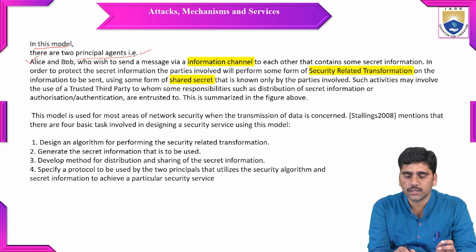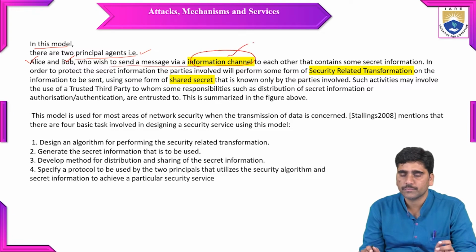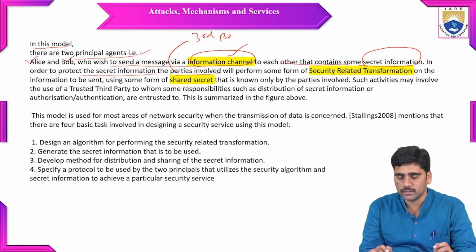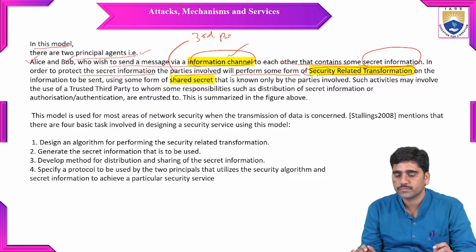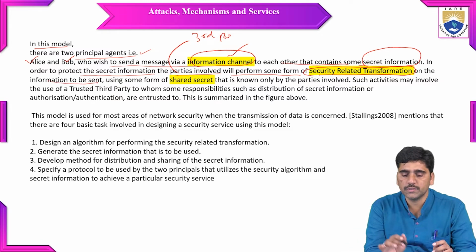One is Alice and the second one is Bob. So they want to send a message via an information channel to each other that contains some secret information. In order to protect the secret information, third parties are involved, who will perform some form of security relevant transformation on the information to be sent.